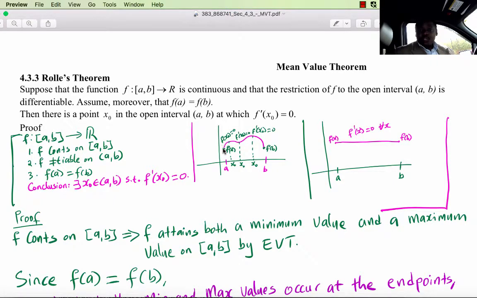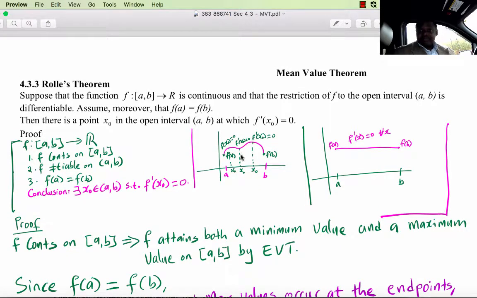Well, what if I decided to go down? I would have created some minimizers, and again, f′(x₀) will be 0. The only other option we have left is a straight line from f(a) to f(b). If that is the case, then it's very easy to use the definition of derivative, the limit definition, to show that f′(x) equals 0 for every x in I. As a matter of fact, that's the proof of Rolle's theorem in pictures.